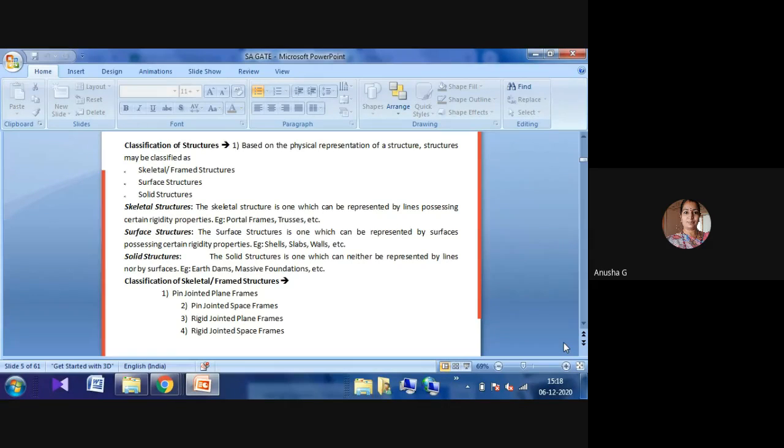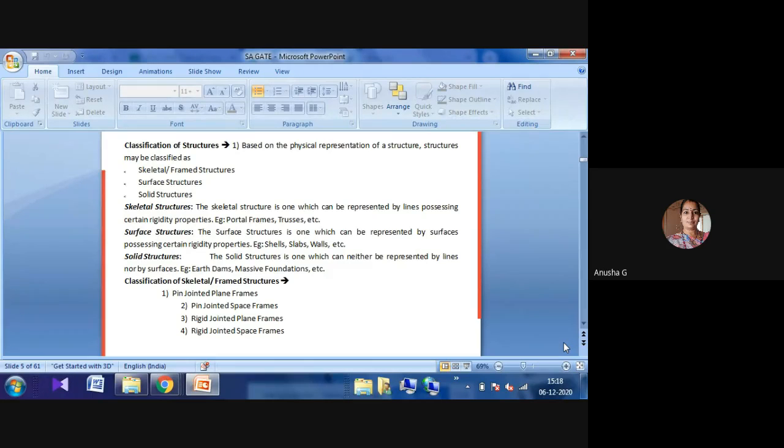And a solid structure is one which can be represented neither by lines nor by surfaces, like earth dams, massive structures and some foundations. All of these come under solid structures. Now we'll see the classification of each type of structure. First we'll see the classification of skeleton or framed structures.